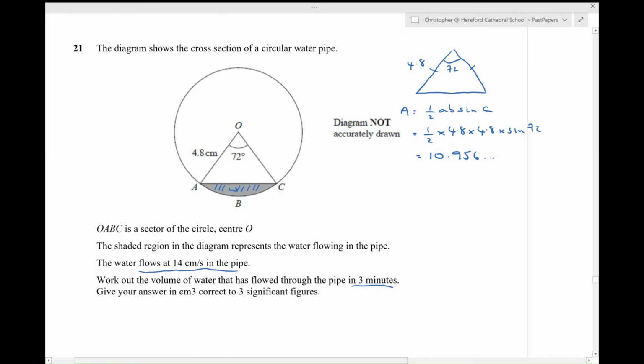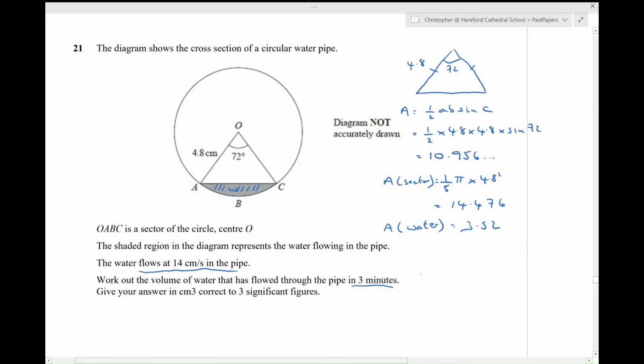Now to find the area of the water, I'm going to find the area of that sector of a circle. It's a fifth of the circle, isn't it? The whole sector there. So the area of the sector is going to be a fifth of pi times 4.8 squared. So the area of the sector is 14.476. Hence that cross-sectional area of the water is the area of the sector, subtract the area of the triangle, 3.52.